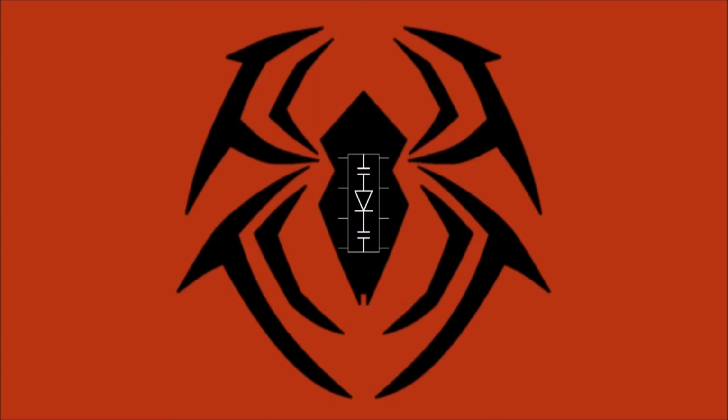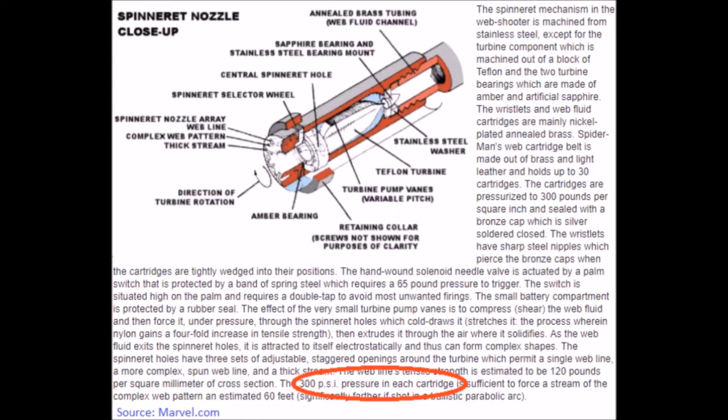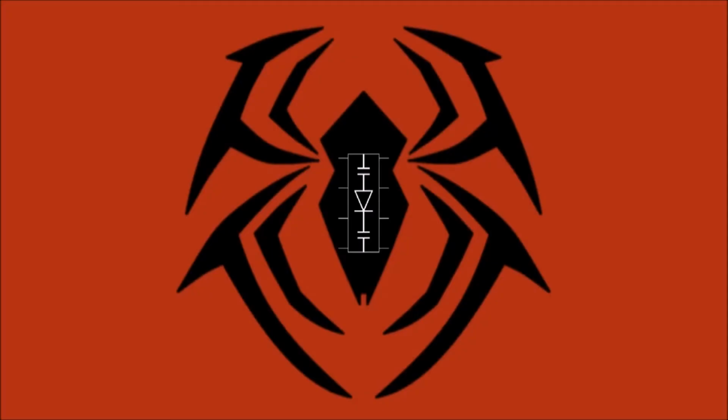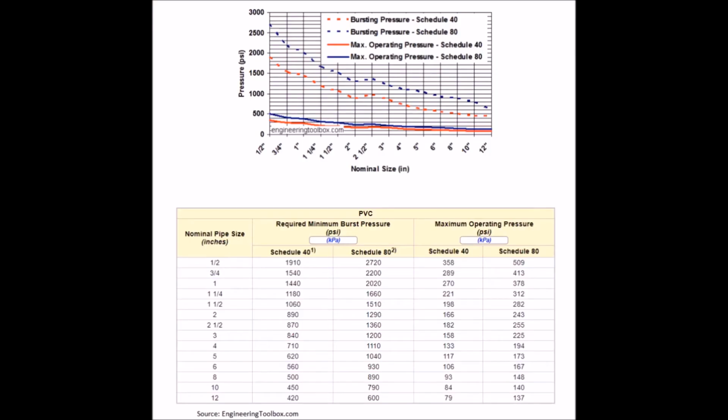Now, maximum pressure that your pressure vessel can hold is going to vary depending on the material from which it's made, and you'll have to look up the specifications yourself for whatever material you're considering. Spider-Man's fluid in the comics is said to be at about 300 psi, but given the shape of his canisters and the expansion effect that I described in the pressure vessel episode, we should really look to real applications to find a true threshold. For example, the maximum operating pressure for Schedule 40 3/4 inch PVC pipe is about 289 psi, and that's the material I use for my pressure vessels.